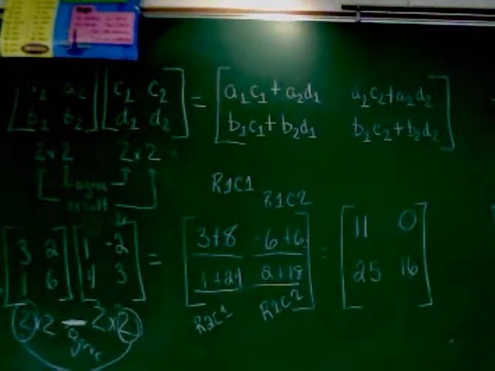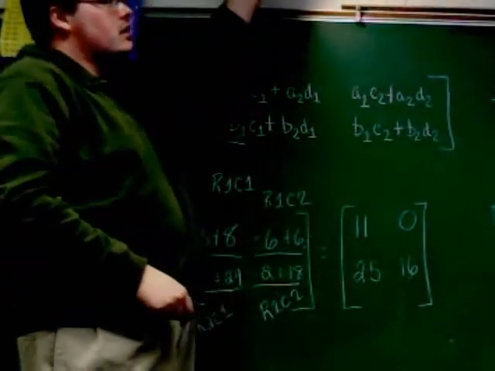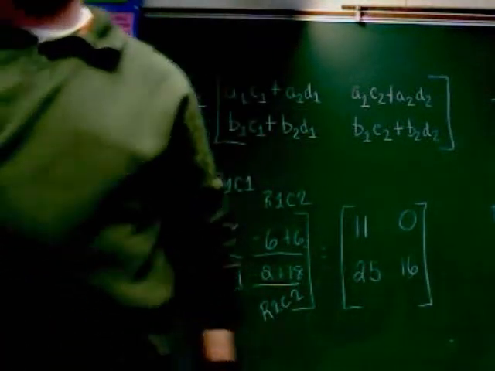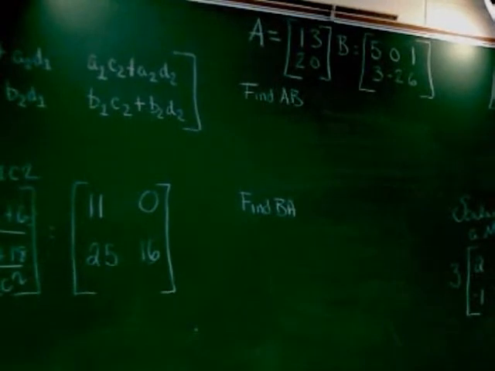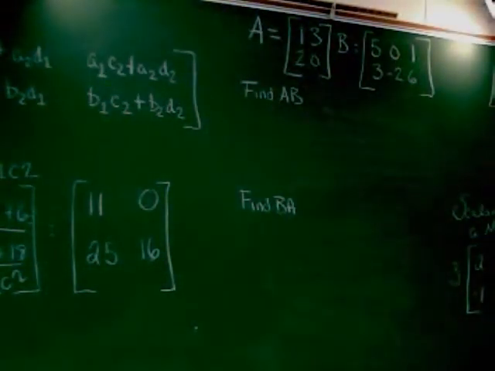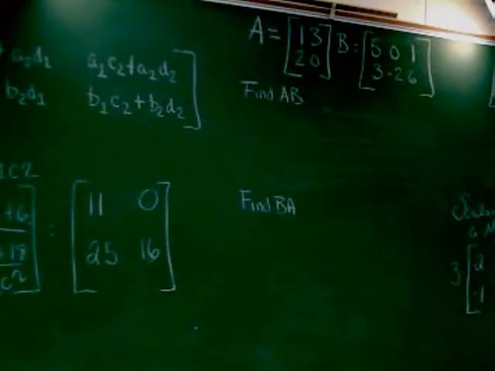All right. As you can see for this next one, I've given you two matrices. A is 1, 3, 2, 0. B is 5, 0, 1, 3, negative 2, 6. And we're supposed to find AB. Then we're going to turn around and find BA. Right here.